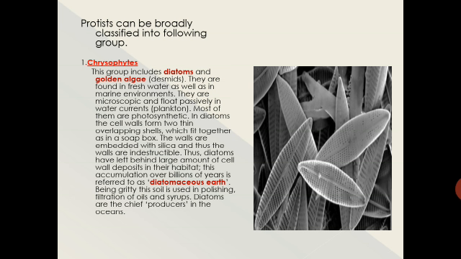Remember, chrysophytes include diatoms and golden algae found in freshwater as well as marine waters. They float passively on the surface of the water. Most of them are photosynthetic, and diatoms have overlapping shells made up of silica which are indestructible, and their deposition over billions of years has formed diatomaceous earth. These points you should remember under chrysophytes.